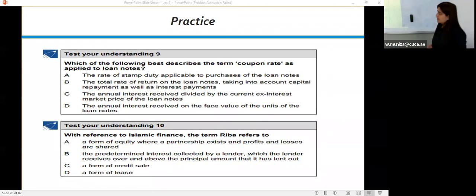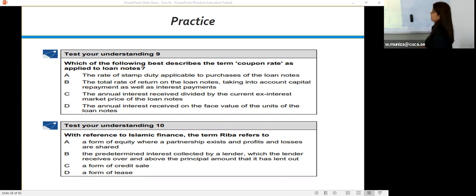Okay, now students, question number nine: which of the following best describes the term coupon rate as applied to loan notes? This is the rate of stamp duty applicable to the purchase of the loan notes. Is this the total rate of return on the loan notes, taking into account capital repayment as well as the interest payments? The annual interest received divided by the current market price of the loan note. The annual interest received on the face value of the units of the loan notes.